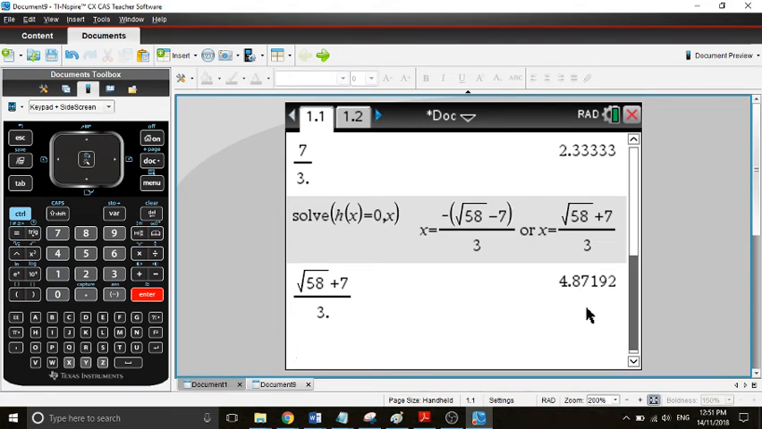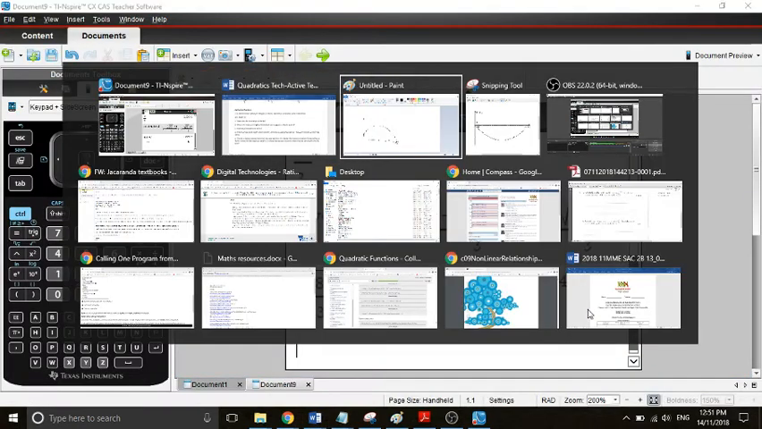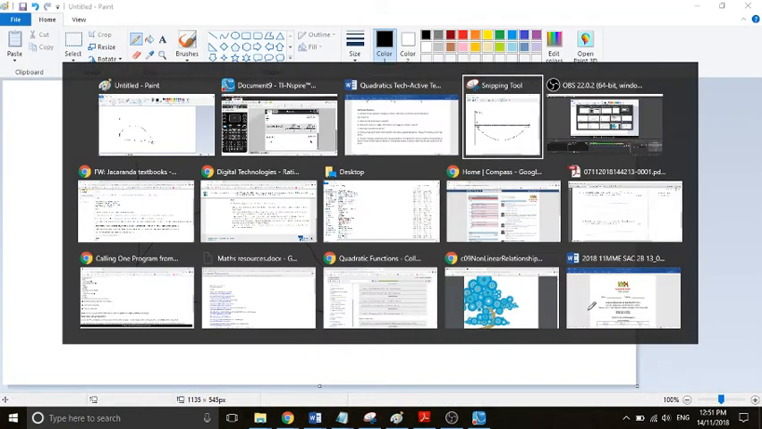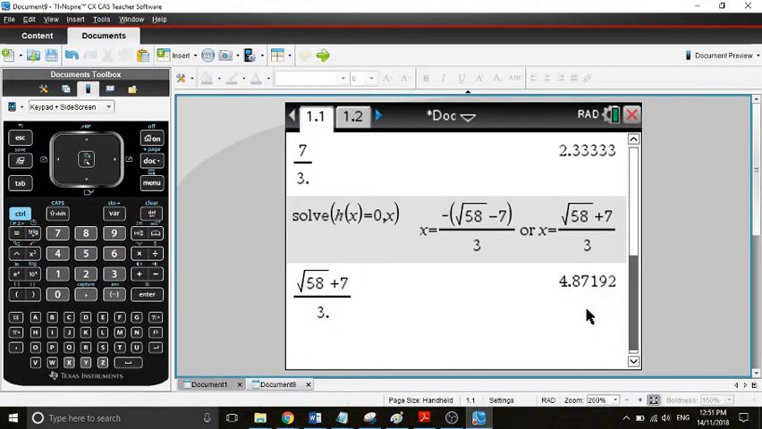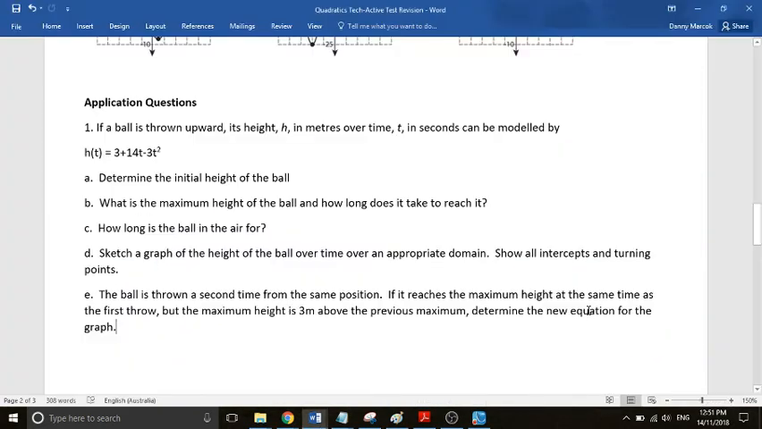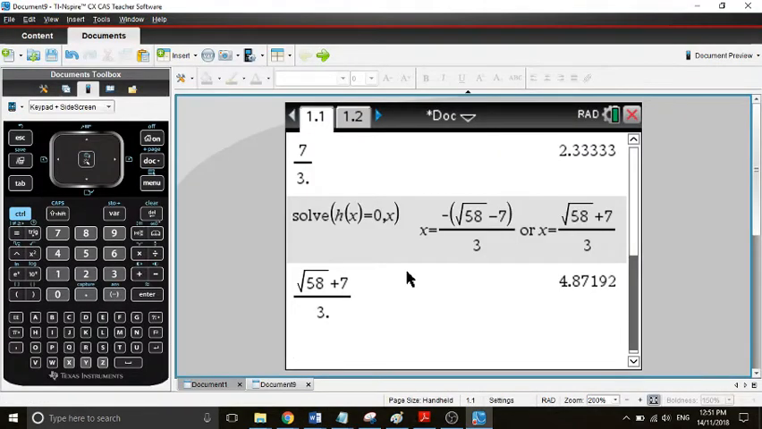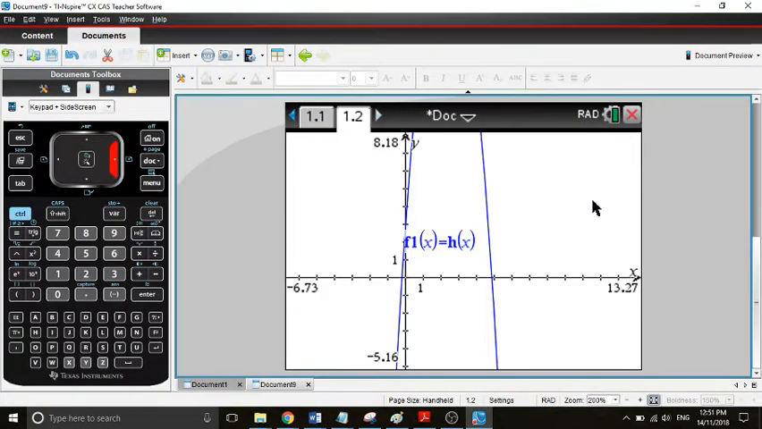So what we're going to do is, so just by sketching it, where's my capstone? Here it is. So that's, hang on, let's go back to the questions. Found the height, found that, that's how long the ball's in the air for. Now we're going to sketch a graph over an appropriate domain. Show all intercepts and turning points. So what we're going to do is we'll go back to CAS. If we sketch this, this is the way it looks right now.